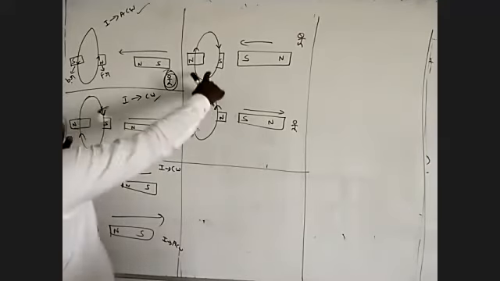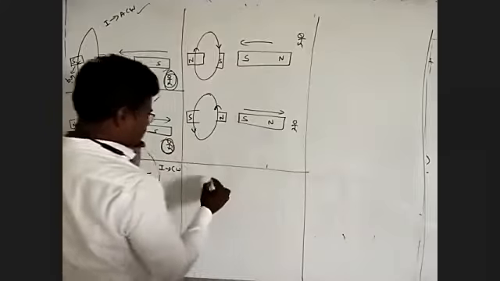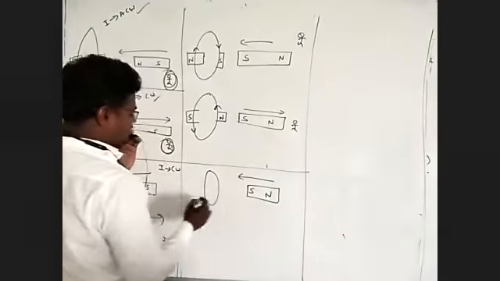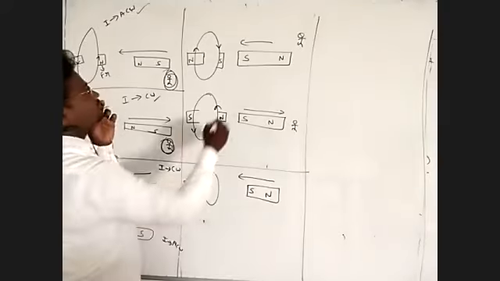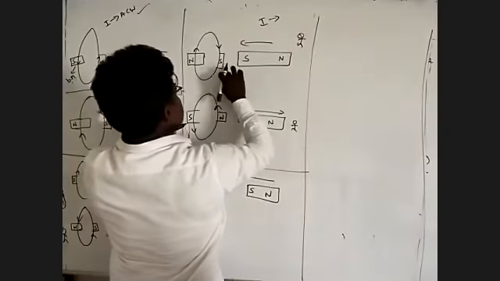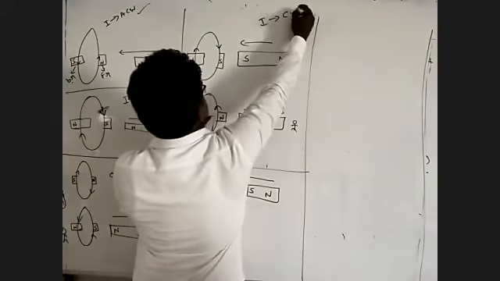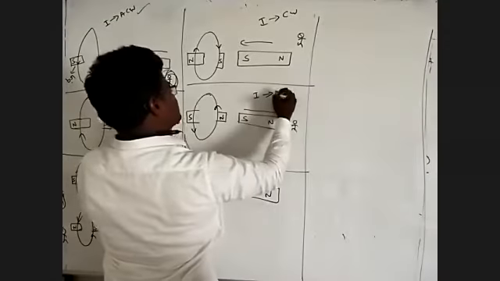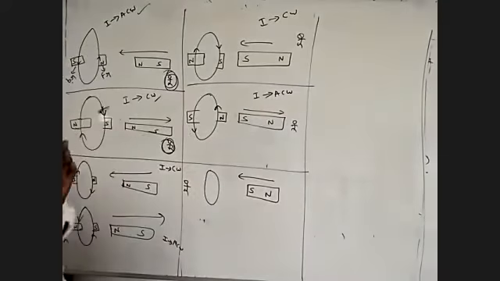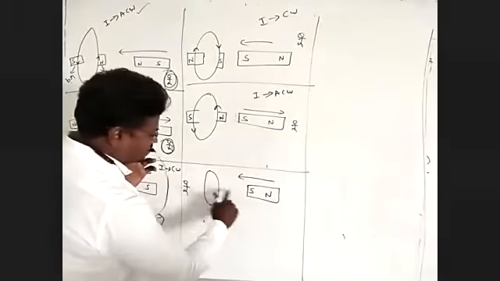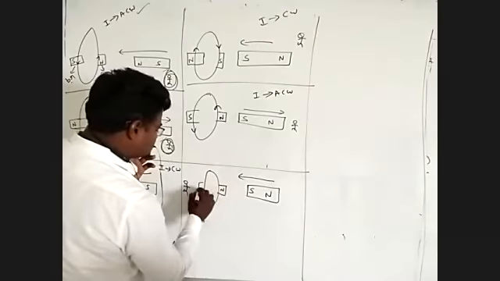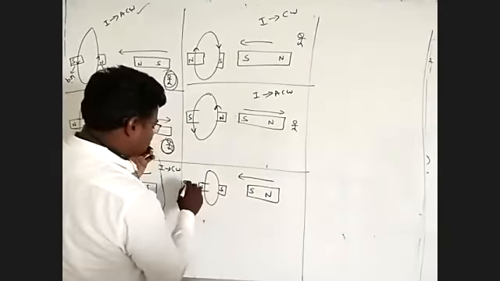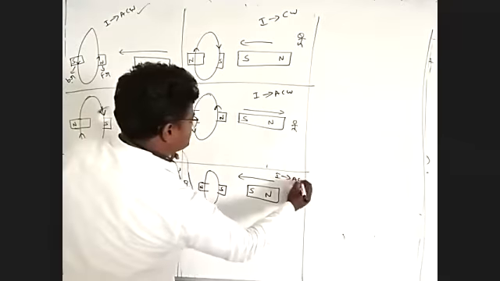Now in this situation, the observer is standing here. The south pole of the bar magnet is moving towards the coil. The observer is standing at the backside, and the face he sees is a south pole. South pole means clockwise direction, but here the current is anti-clockwise. Observer is standing backside, this is a south pole, this is a north pole, and the current is anti-clockwise.